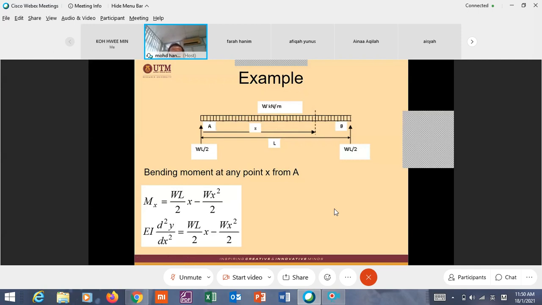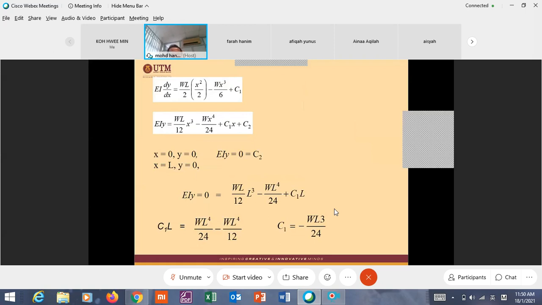Can you understand? The slope is equal to 0. But we need only two boundary conditions. So using these two boundary conditions, we have here Ey equal to 0 equal to C2. Therefore, C2 equal to 0. What is this? From this equation, substitute x equal to 0 here. Therefore, C2 is equal to 0 because y is equal to 0.